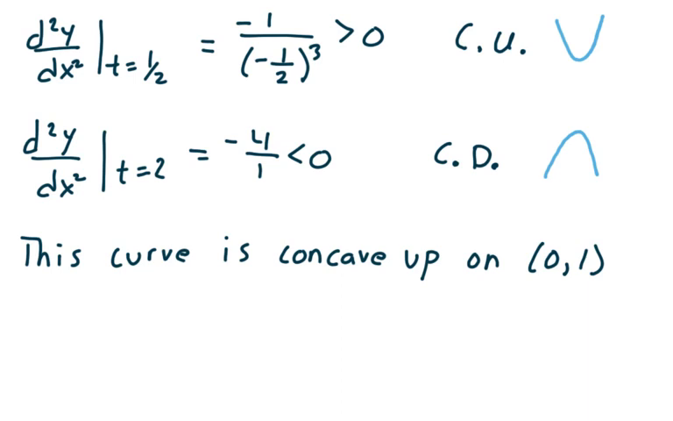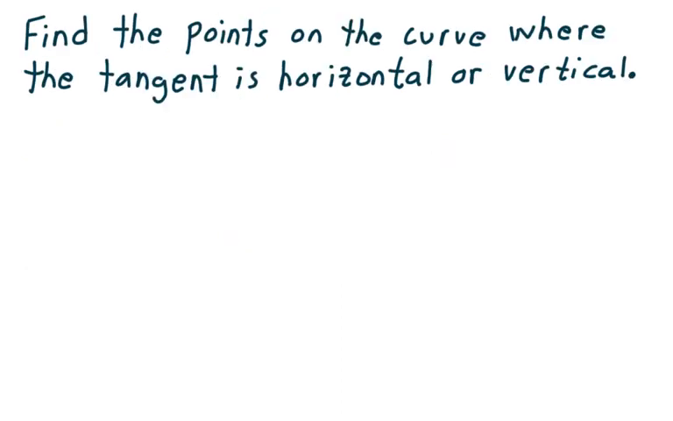Let's take a look at this on the next page. Suppose I ask you to find the points on the curve where the tangent is horizontal or vertical. Now I want to give you a problem here. Let's take a look at number 5, example 5. Suppose I had the parametric equations x equals t to the third minus 3t, and then y equals t squared minus 3.